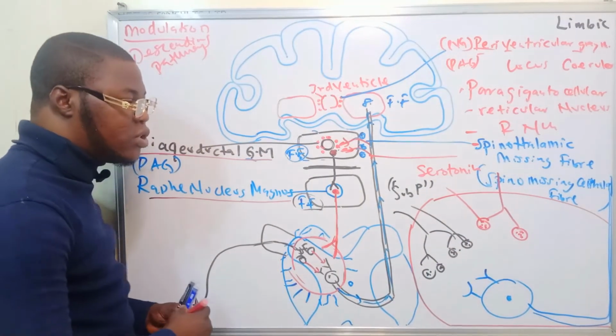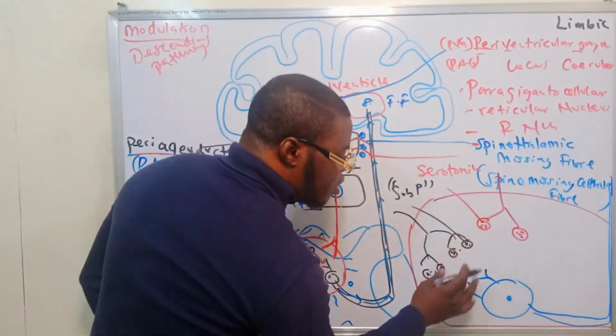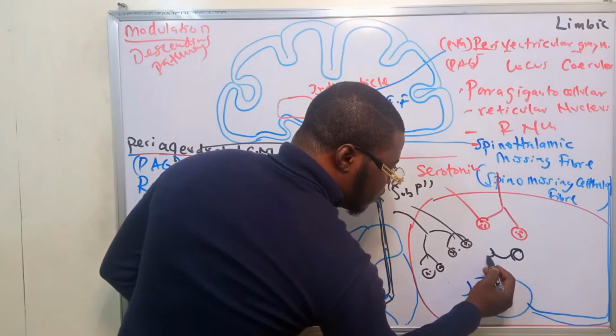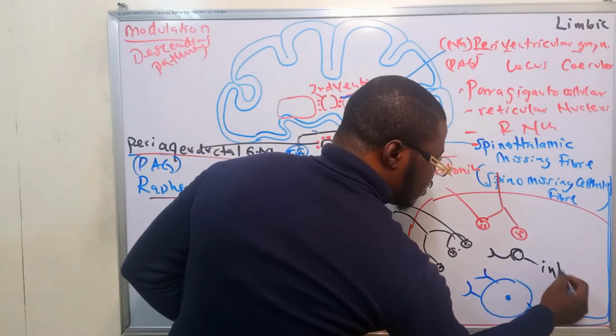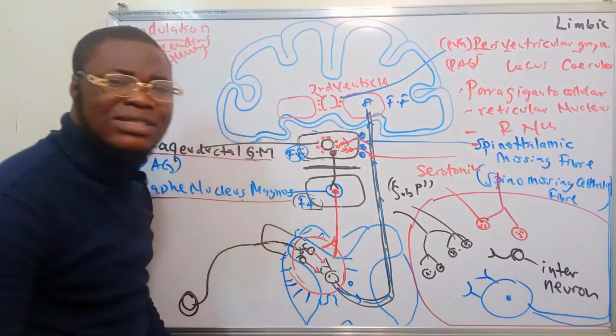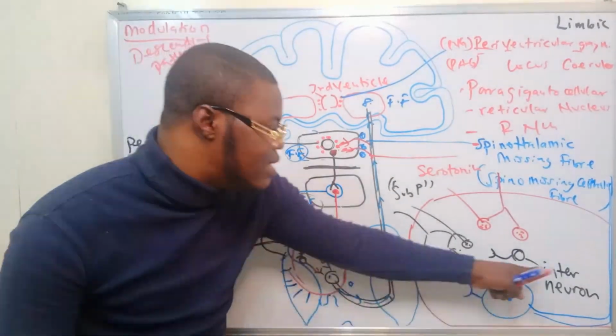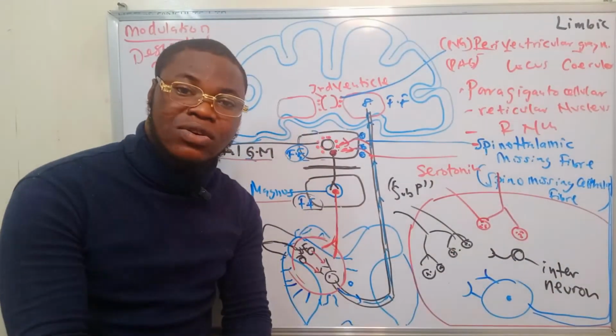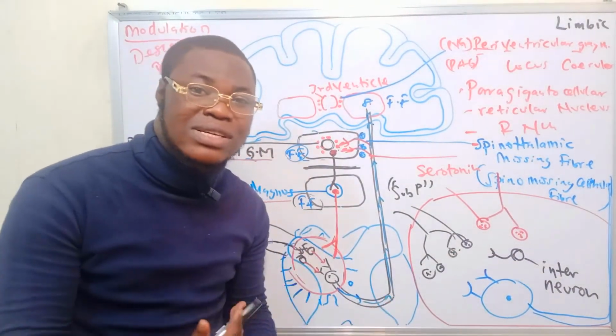I will introduce you to one more neuron now. There's a neuron between all these guys, and that neuron is called interneuron. Why are they calling it interneuron? Simply because inter means between. So it is between all the neurons here. So a neuron that is between another neuron is an interneuron.